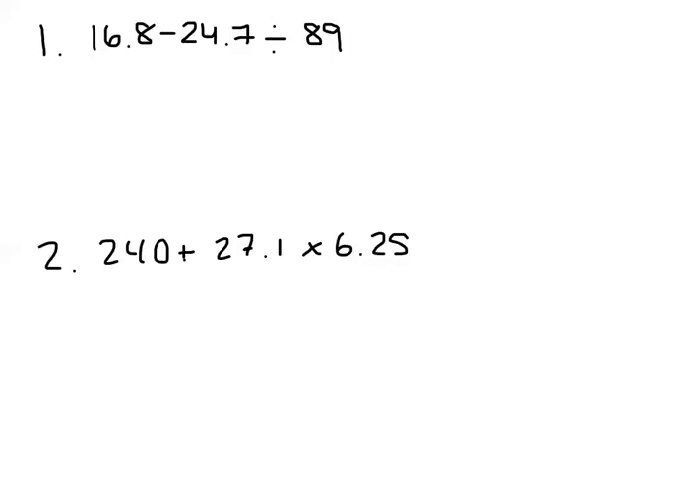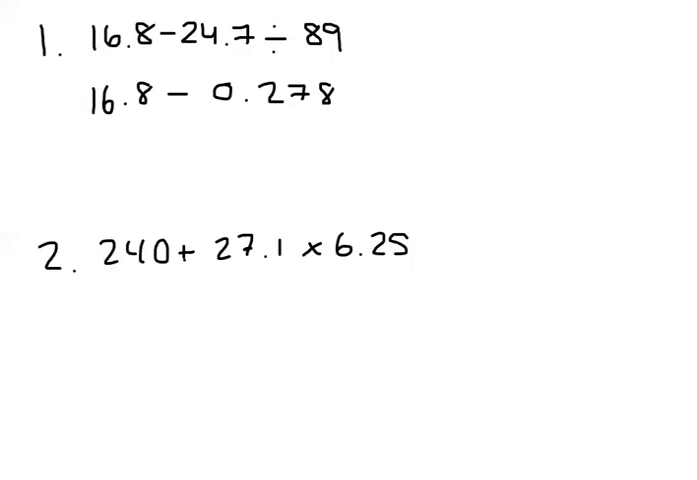Okay, so can everyone listen in, please? Thank you. So in number 1, what do we do first? Divide 24.7 by 89. So I'm going to bring down the 16.8, and my answer to 24.7 divided by 89 is 0.278. But how many sig figs should that answer have?